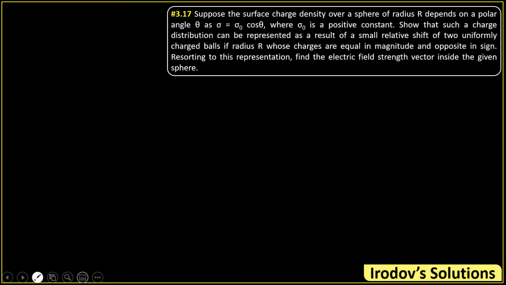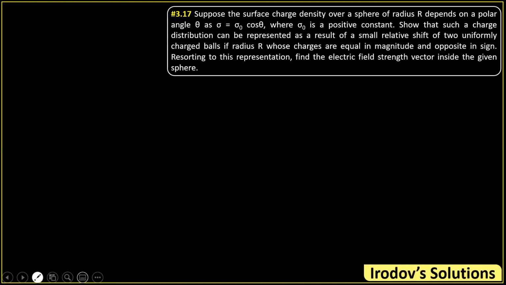Hello, dear students. Let's see this question 3.17 of Irodov from electrodynamics. The question states: suppose the surface charge density over a sphere of radius r depends on a polar angle theta as sigma is equal to sigma naught cos theta, where sigma naught is a positive constant.